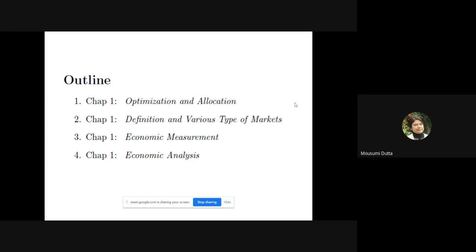We need to understand the issue of optimization and allocation. We need to understand definitions of different types of markets. We need to understand what economic measurements we need, and what we will basically analyze in the context of microeconomics in the total journey up to the fourth semester. Okay, got it, ma'am. Thank you.